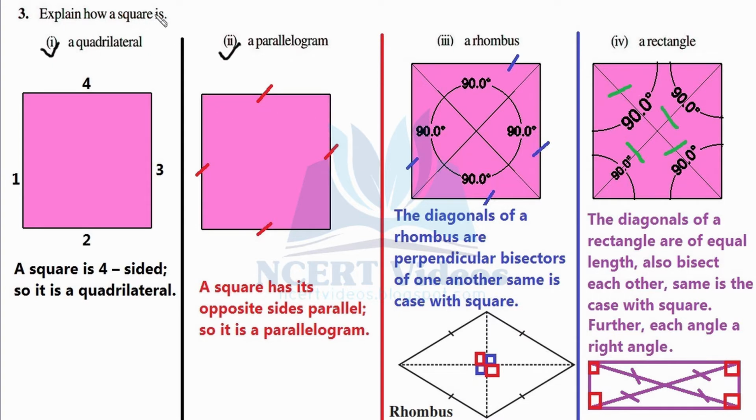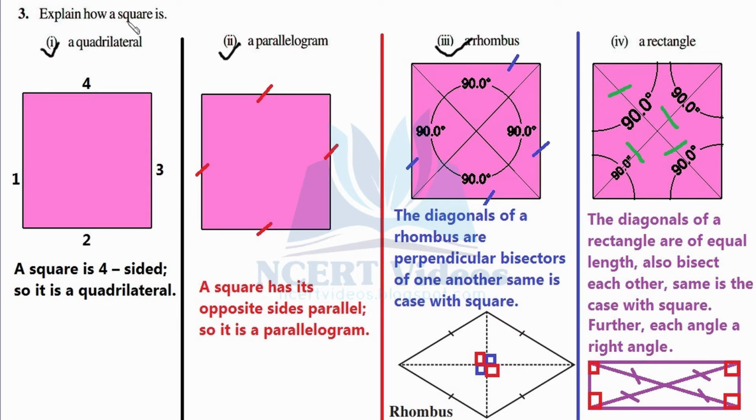Therefore, we can say a square is a rhombus, and the reason being, the diagonals of a rhombus are perpendicular bisectors of one another. The same is the case with squares. As you can see, these diagonals are of equal length. Also, all 4 line segments are equal, and diagonals divide each other perpendicularly. That is, this angle is 90 degrees, 90 degrees, 90 degrees, and the last one is 90 degrees as well. So with this, we have shown how a square is a rhombus.